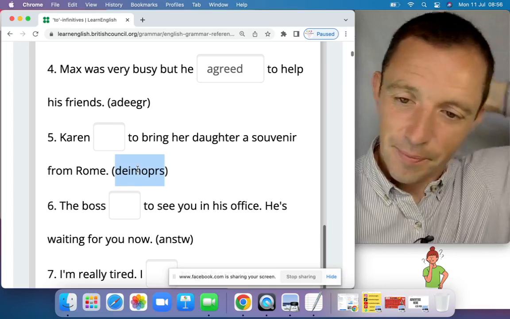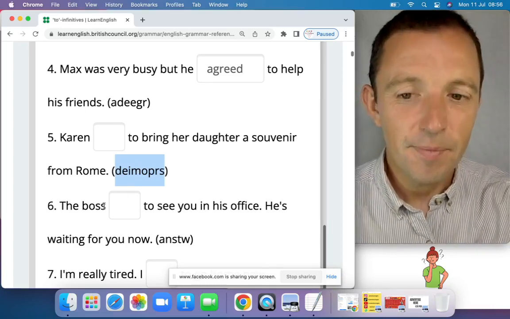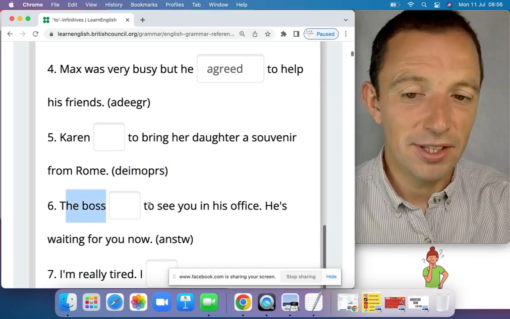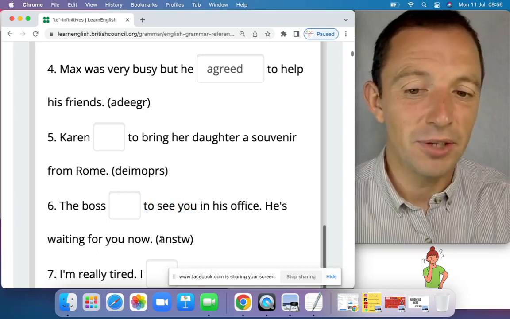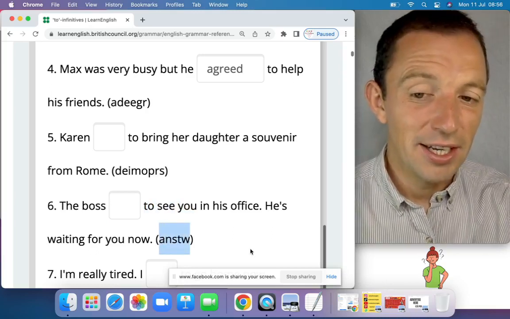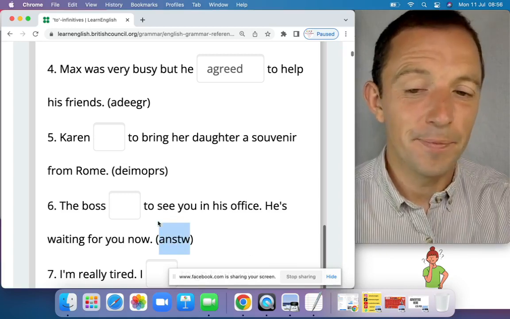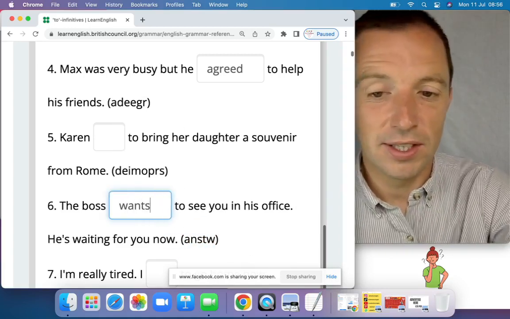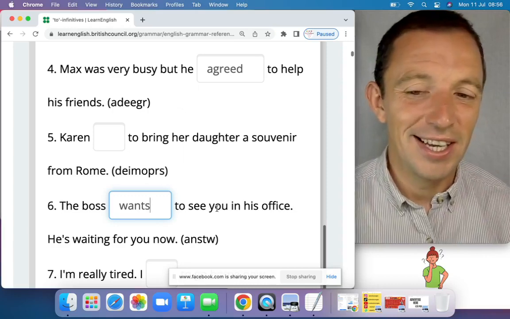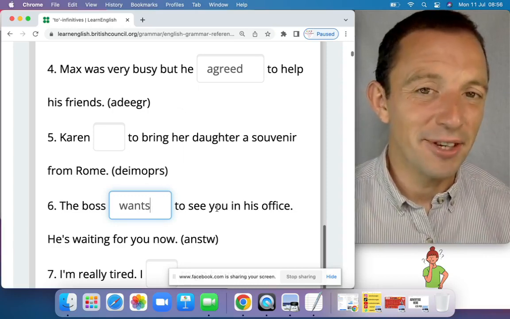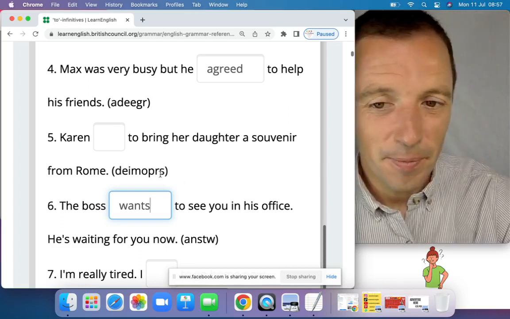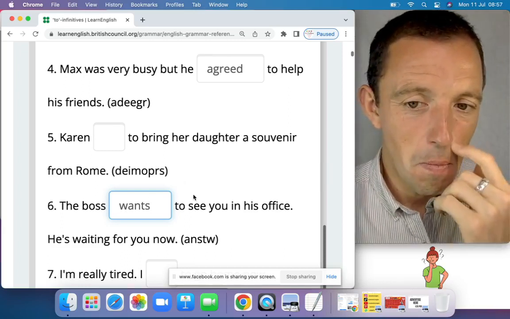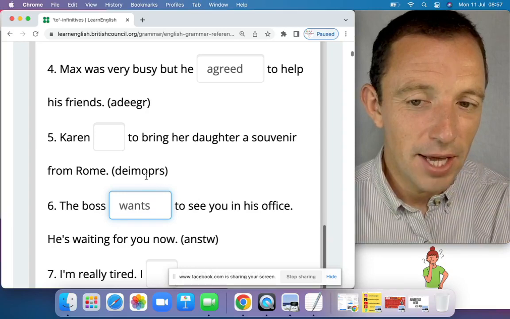Number 6, the manager, the boss. Infinitive to see you in his office. He's waiting for you. So I think this is clear. The boss, what do you think? I think the boss wants to see you in his office. He's waiting for you. Option 5, I'm not sure. I don't know at the moment.